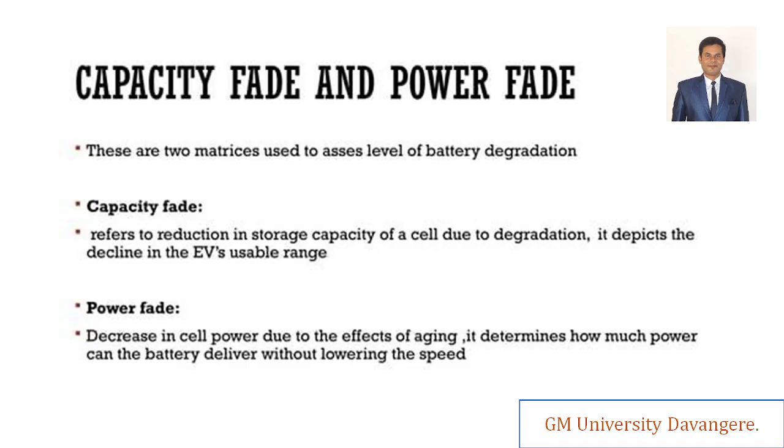So these are the various reasons why, due to the aging factor, the electrodes may crack, and the degradation will happen. That's why the battery is not able to provide the current. That's why you cannot expect more current while climbing a hill in an electric vehicle, right? That determines how much power the battery can deliver without lowering the speed. So these are the reasons.